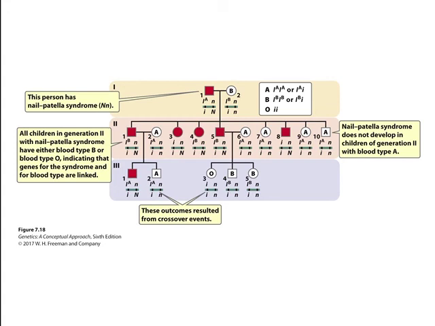Okay? The LOD score is the log of the ratio of the probability of obtaining a set of observations, assuming a specified degree of linkage, to the probability of obtaining the same set of observations with independent assortment, and is used to assess the likelihood that linkage is taking place here. Okay? So that's the LOD score.